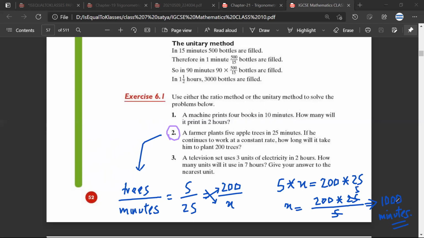So we don't have to change it into hours. You can. Yeah, I did it. How should I change? I got 16.6 hours, so 1000 minutes upon 60. Mr. Satya, I did it in a different way. How did you do it? First I did 5 is to 25, and then I multiplied both by 40. So I got 200 is to 1000.